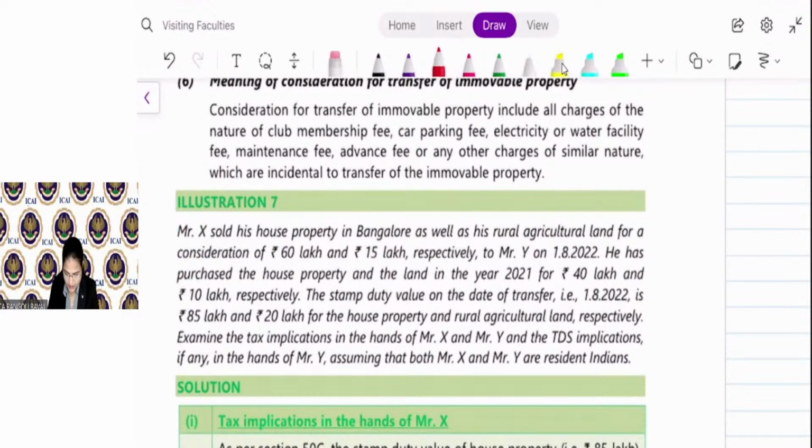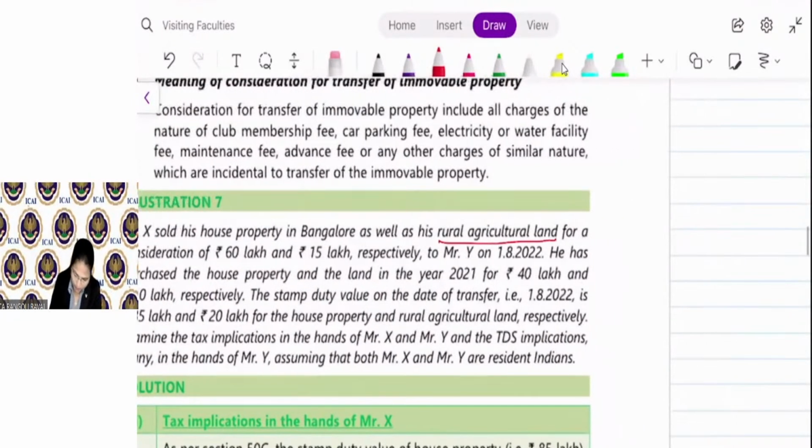Mr. X sold his house property in Bangalore as well as his rural agricultural land. Here the rural agricultural land is sold by Mr. X for a consideration of 15 lakh. So for the house property in Bangalore, the consideration is 60 lakh.